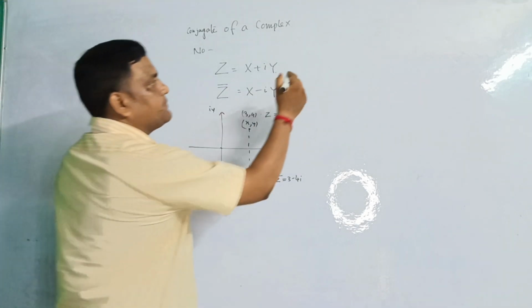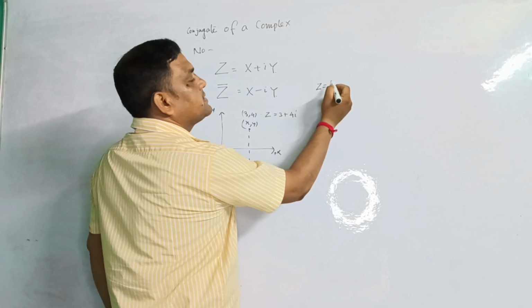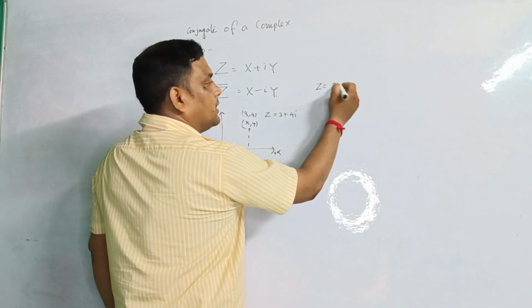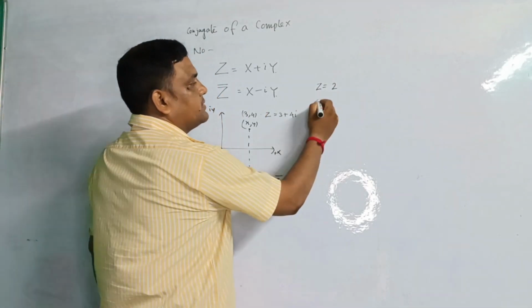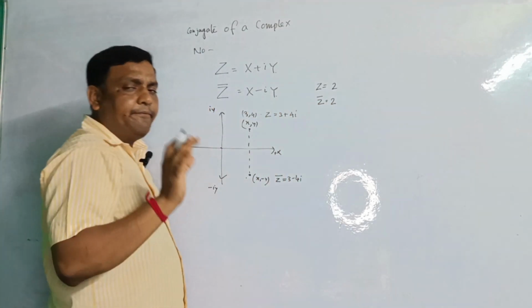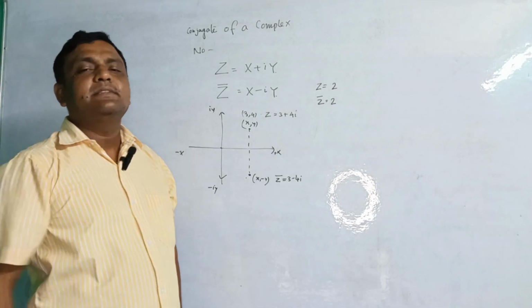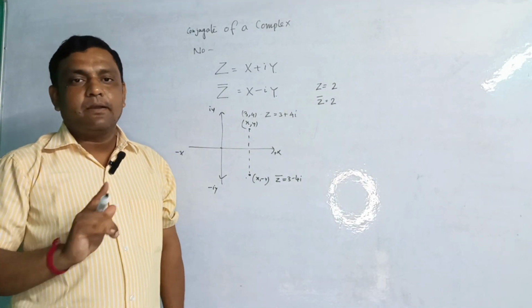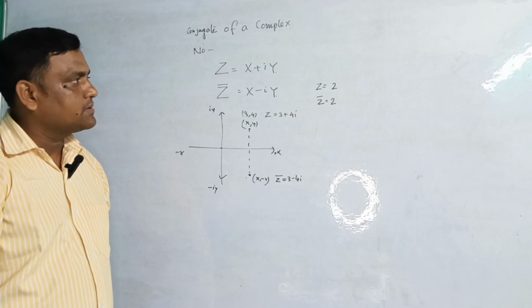But if you have a real number, let's say z is equal to 2, only 2 is there, then what is your z bar? z bar is also 2. You know, every real number is a complex number, but every complex number is not a real number.